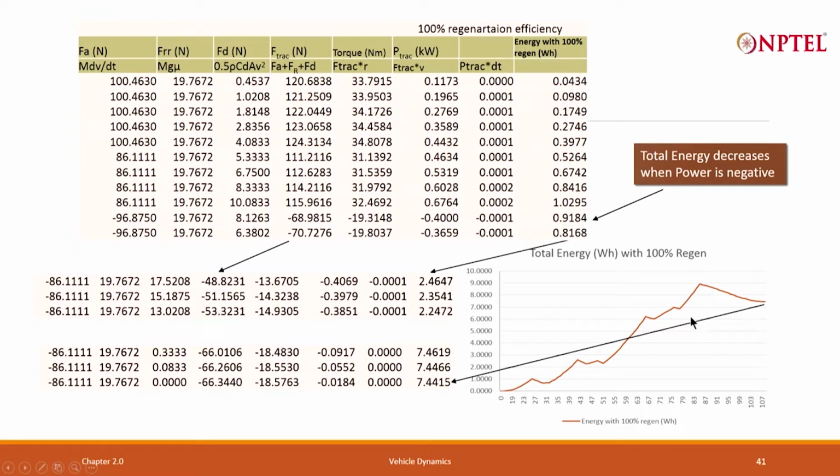And this is with 100% regeneration. You can see that while energy consumed is high up to around 83 seconds, then you are able to recover the energy. Why are you able to recover the energy? Because after that it is at the peak speed and slowing down. This is assuming all the deceleration energy is converted back to electrical energy and put into the battery.